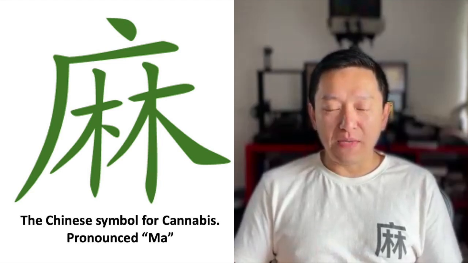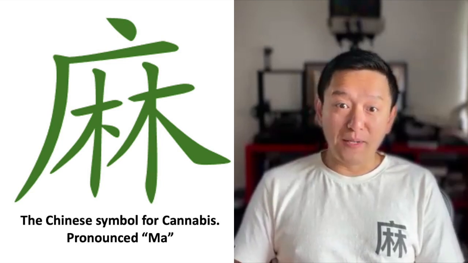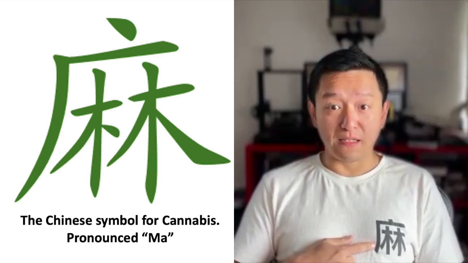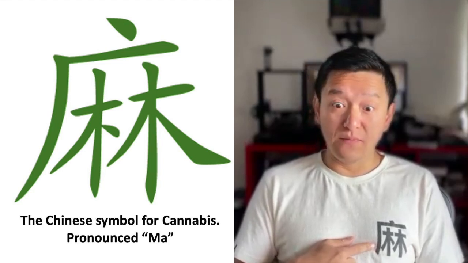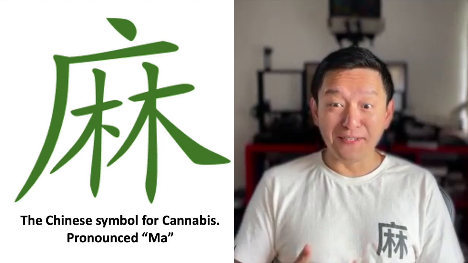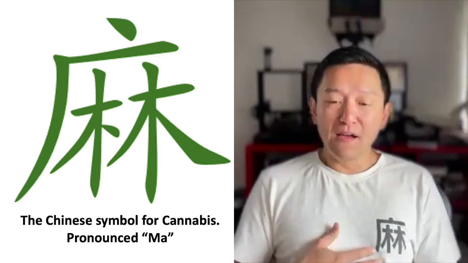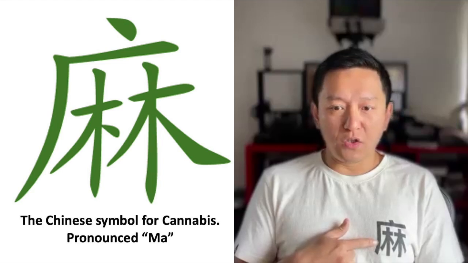It also has meanings as adjectives, so numbness, tingling. But basically what it represents pictorially is the cultivation of cannabis. Now, some people will say that it kind of looks like cannabis plants drying upside down, which it does a little bit. But the symbol is made up of two parts, really.